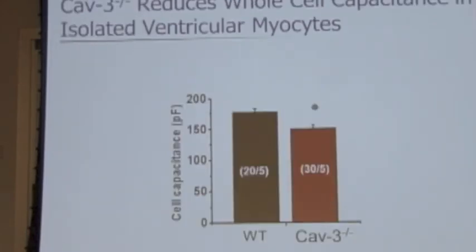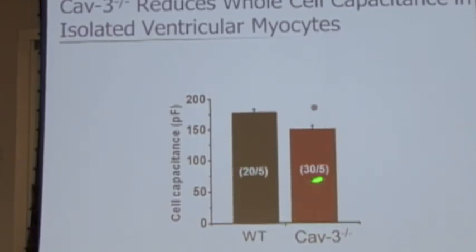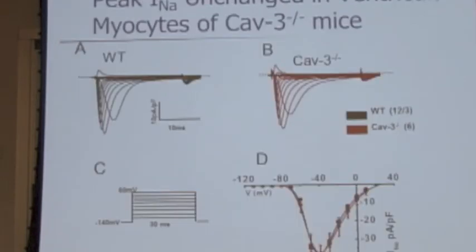One other thing that we looked at is, if we get rid of those little caves or caveolae in the cardiomyocytes, one of the things that comes along for free when we're doing the electrophysiology is measuring whole cell capacitance. We see that it's decreased by about 15% with Cav3 knockout, suggesting, at least with the myocytes we sampled, that there is some decrease in overall surface membrane area.